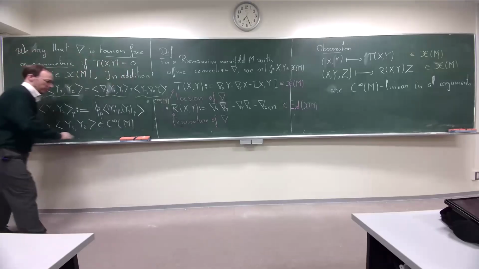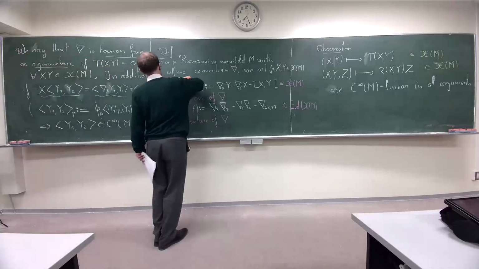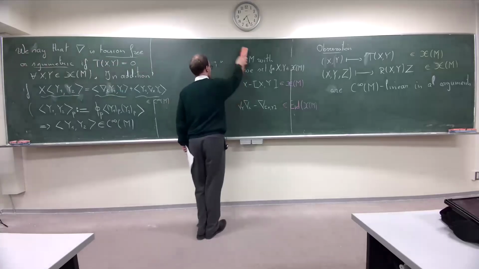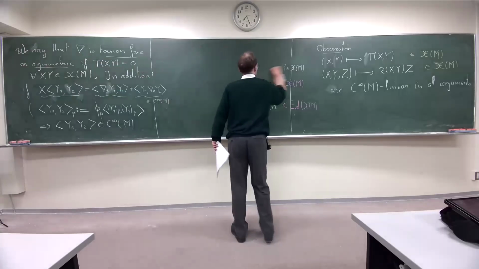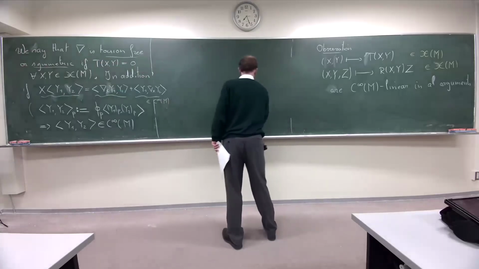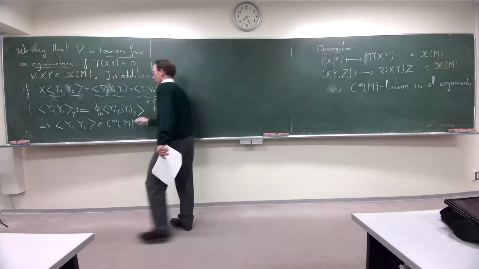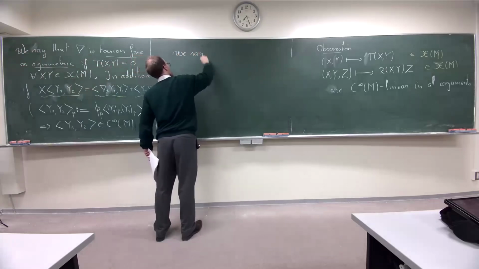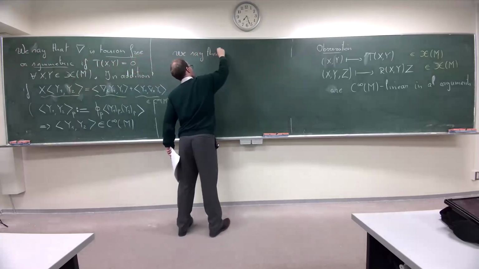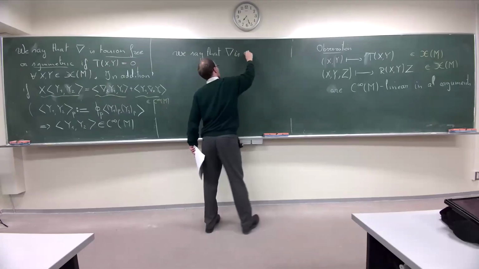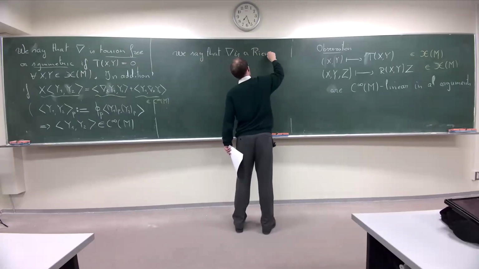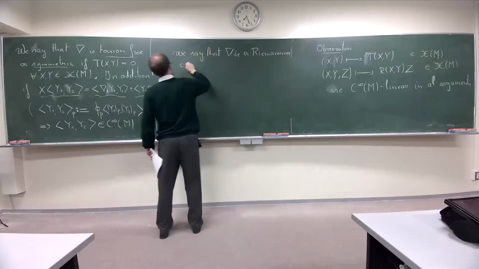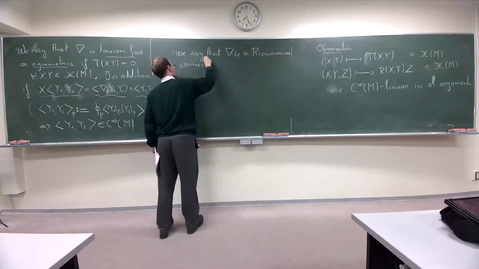So if the connection is symmetric or torsion-free, and if this equality holds, we say that the connection is a Riemannian connection. It's a definition.